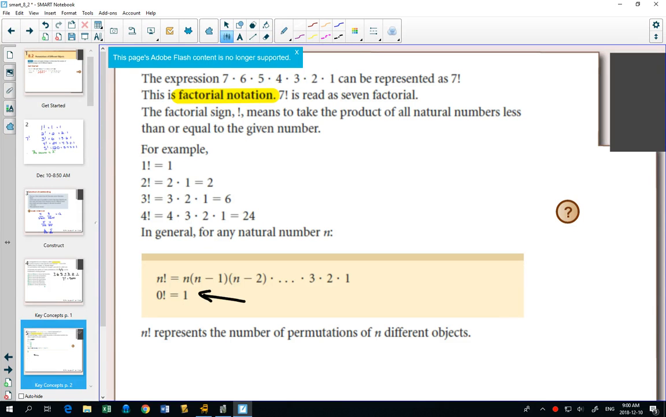And in order for some formulas to work, we define 0 factorial as equal to 1. For some formulas to work, we're going to need this, and we'll see it later on. It doesn't follow the pattern. It doesn't make sense according to the pattern. It's just a definition. 0 factorial is 1.